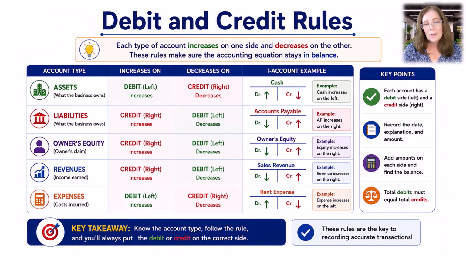Liabilities work exactly the opposite way. Liabilities increase with credits and decrease with debits. The same rule applies to owner's equity and revenue accounts. Both of these account types increase with credits and decrease with debits. Expenses are different. Expenses behave like assets. They increase with debits and decrease with credits.